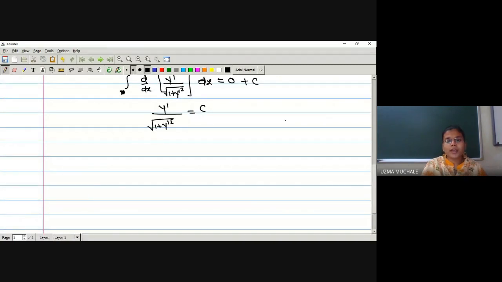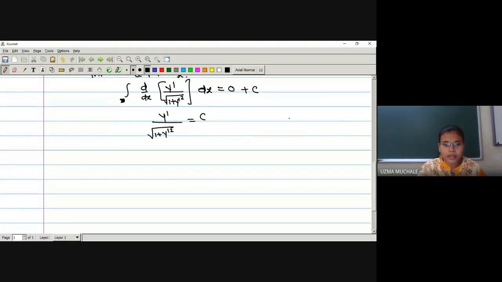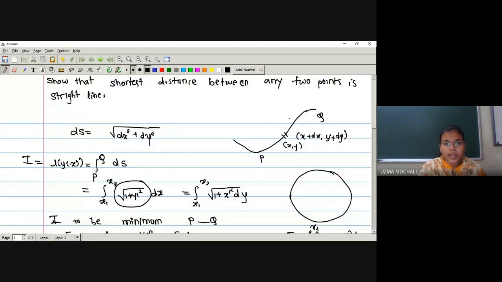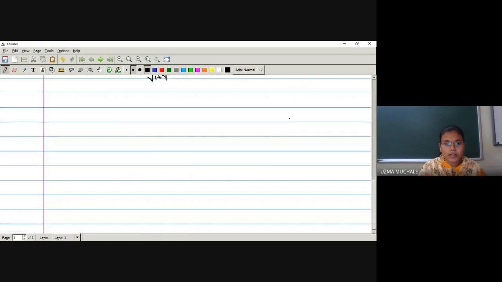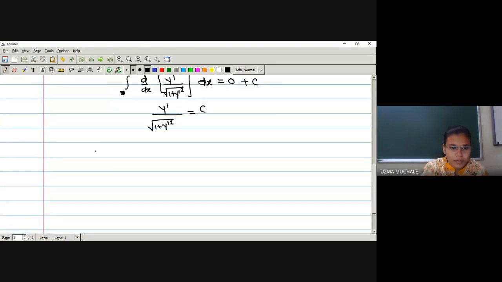We have to show that the shortest distance between any 2 points is a straight line. So for that, let me solve this. For solving this, we will square on both sides. So this will be y dash square divided by 1 plus y dash square is equals to c square. So we can write this as y dash square is equals to c square times 1 plus y dash square. Now we can take y dash square common.